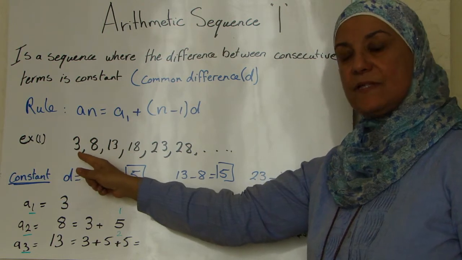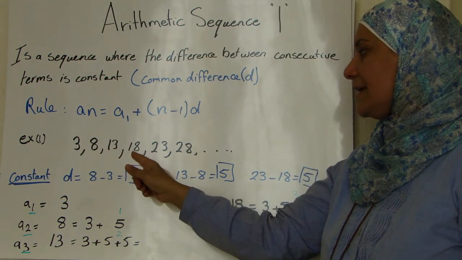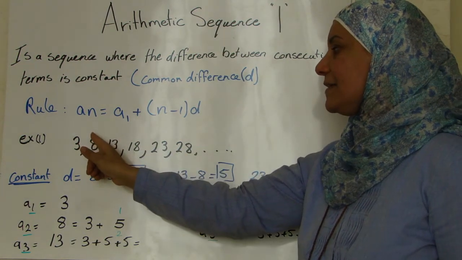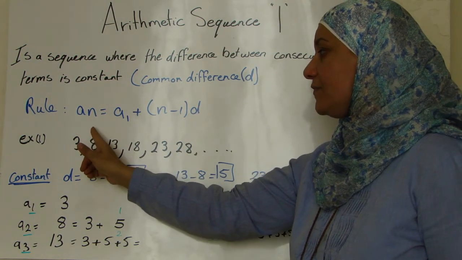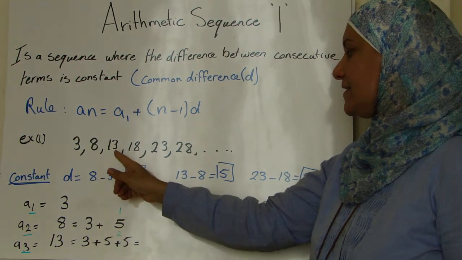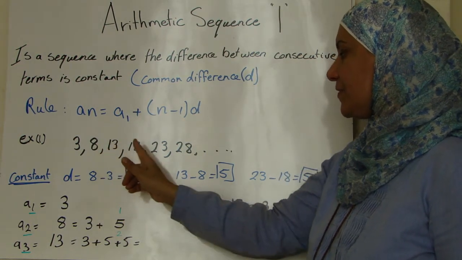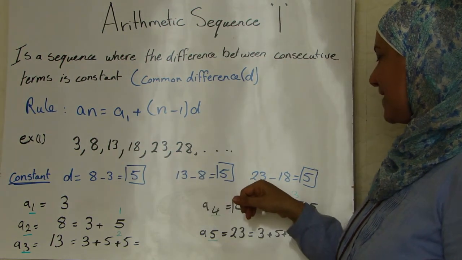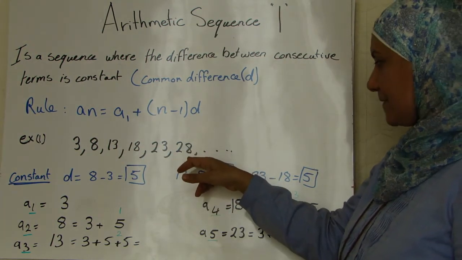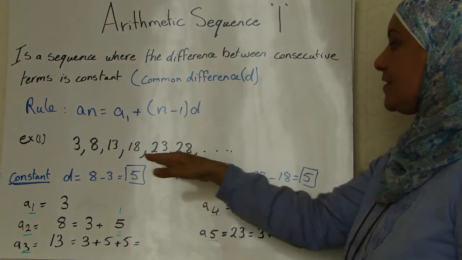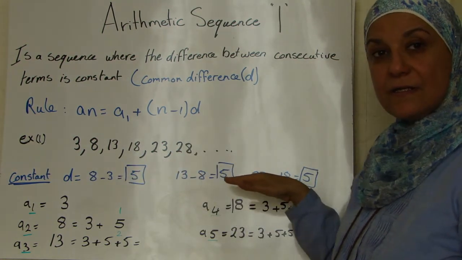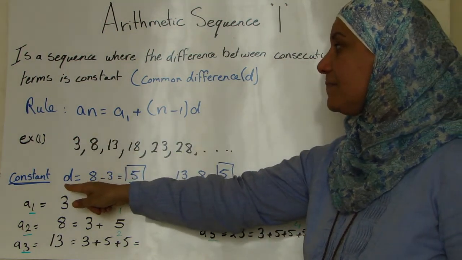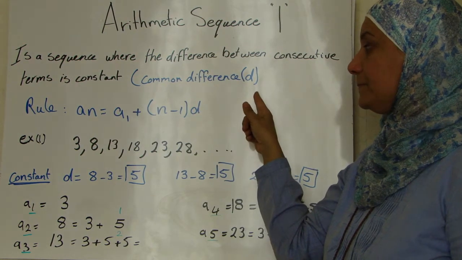Let me look at this sequence here: 3, 8, 13, 18, 23, 28. If I subtract the 3 from the 8, I get 5. If I subtract 8 from the 13, I get 5. If I subtract 13 from the 18, I get 5. 28 minus 23, 5. So what do I call this constant, which is the difference between each two? I call it the d, the common difference.